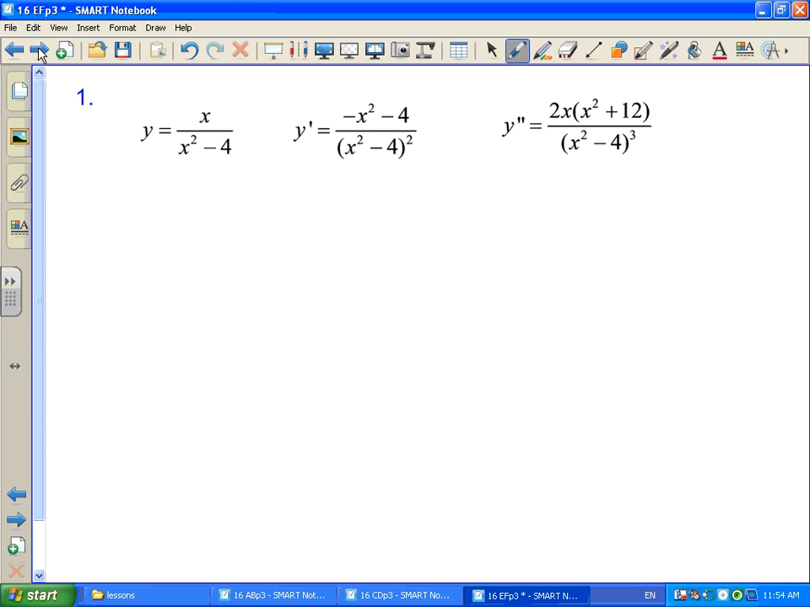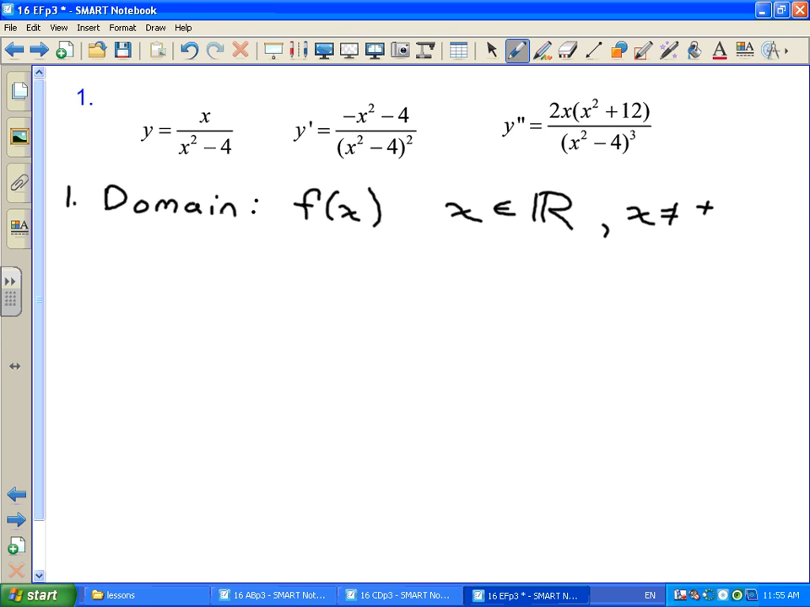So let's see, where do we want to start? Number one was our domain. So we want to look at our function, f of x. What's our domain of this function? Well, as with every function we've encountered, x has to be an element of the real numbers. Are there any restrictions on this function? Yes, what are they? x cannot equal plus or minus 2.